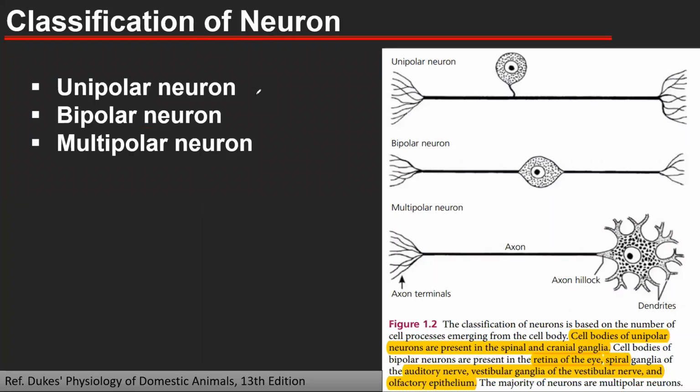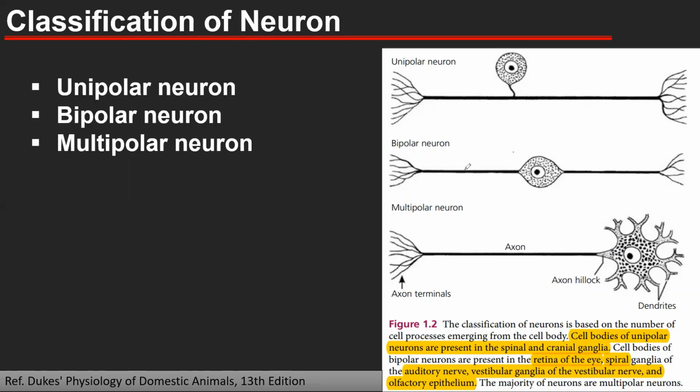Classification of neuron. Here we have three types of neuron: unipolar neuron, bipolar neuron, and multipolar neuron. Unipolar neuron has only one process from the cell body. That is unipolar. Only one process arises from the cell body, and it bifurcates. One branch receives information, and the other acts as an axon.